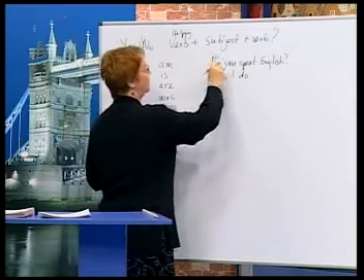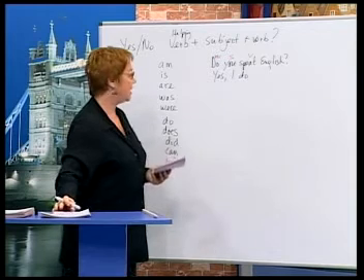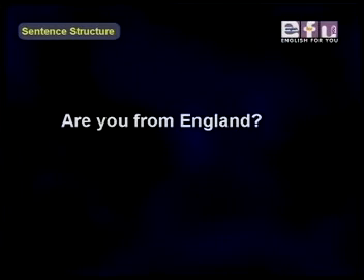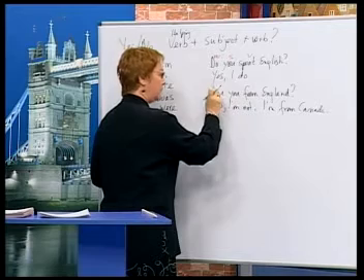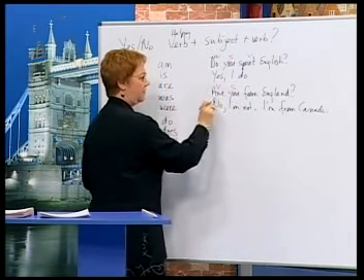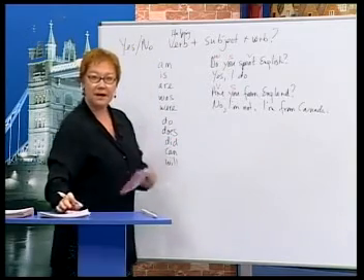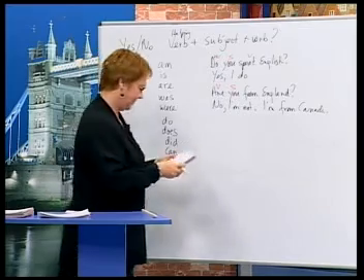Here's the helping verb, the subject, and the main verb. Do you speak English? Yes, I do. Are you from England? No, I'm not. I'm from Canada. So again, we have the verb only and the subject, because this is a be verb only here. Are you from England? No, I'm not. I'm from Canada.